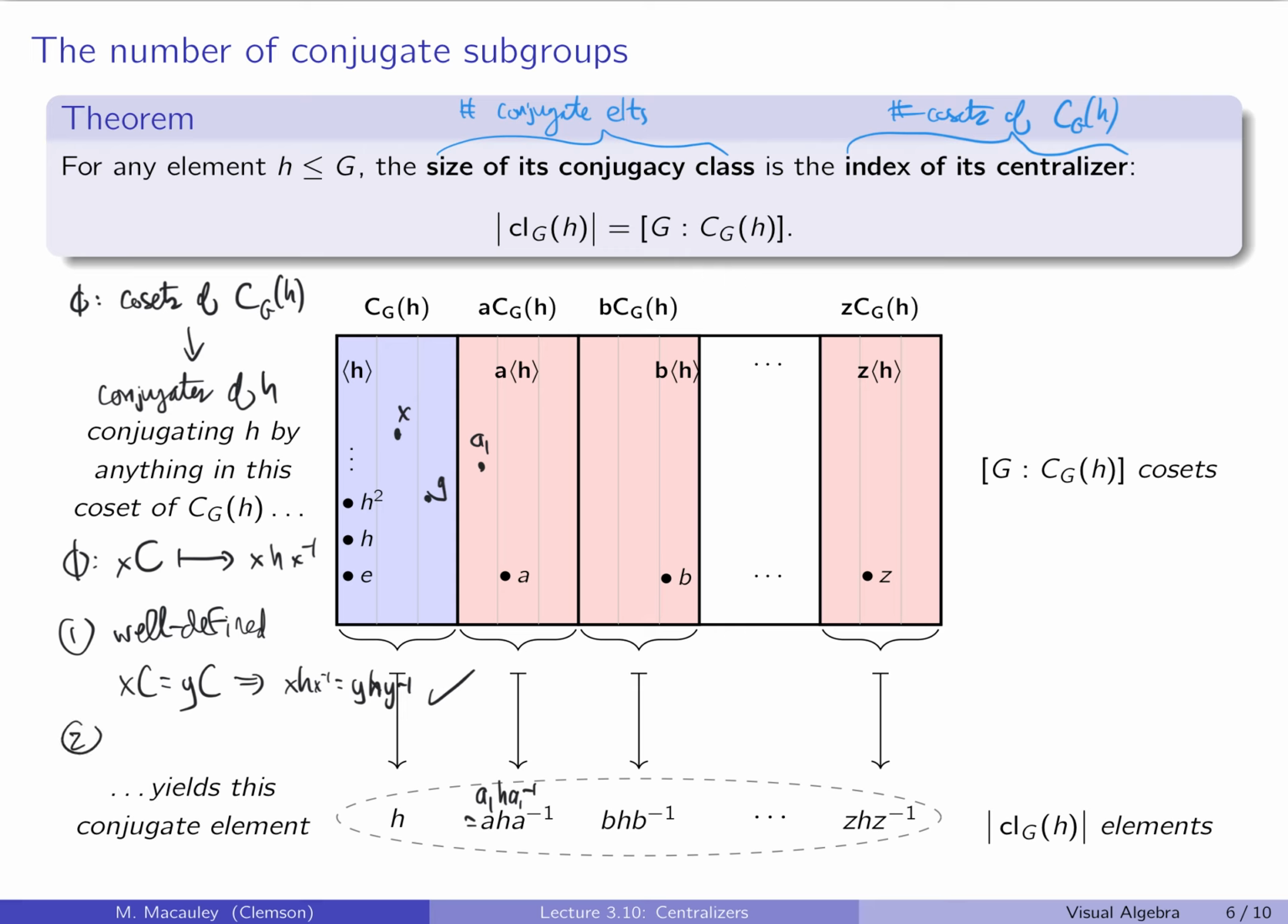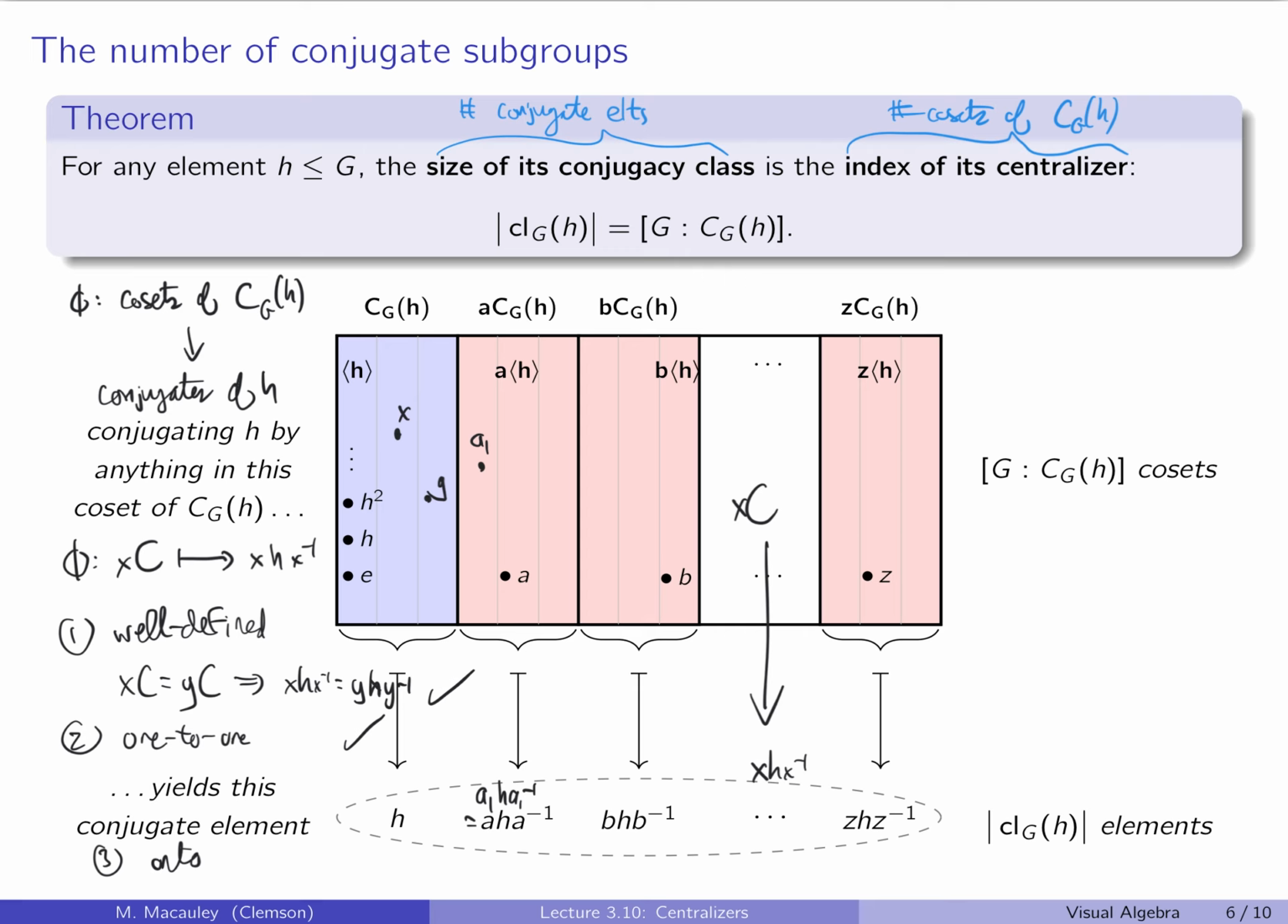Then we have to show that this map is 1 to 1. Remember, that's like the dual of this. That's if these two things are equal, then the original cosets had to be the same. And we finally have to show that this thing is onto. And that one is automatic because if you have any x h x inverse here, you know exactly where that came from, the coset xC. So I'll let you carry out the details for that.